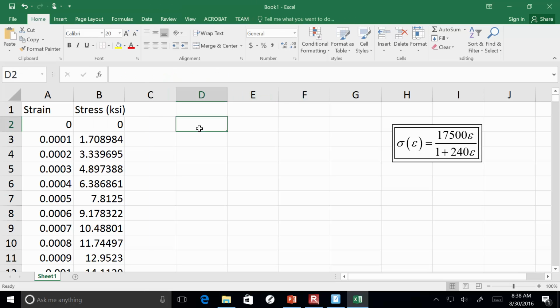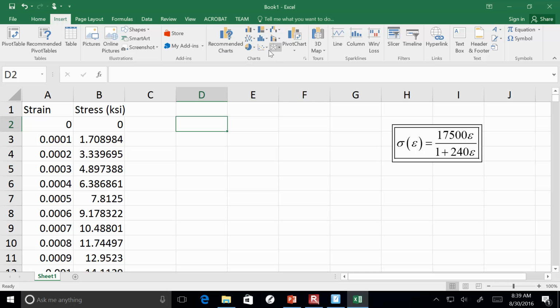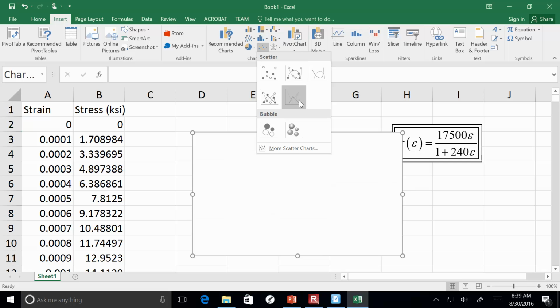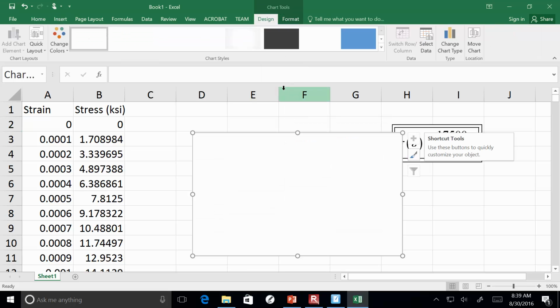Okay. So we need to plot this out. Just so you're aware in terms of our convention, we typically plot our load or stress on the y-axis, and we plot our strain on the x-axis, okay? Just so everybody's aware, so make sure you don't get that backwards. So I'm going to say insert a plot. We're going to do a scatter plot, okay? And since I got a lot of points, I'm just going to use the one with the straight lines, because it's not going to matter.